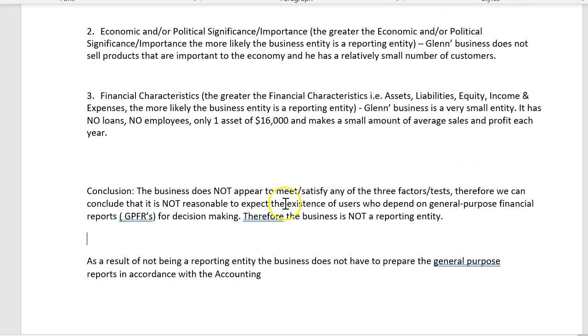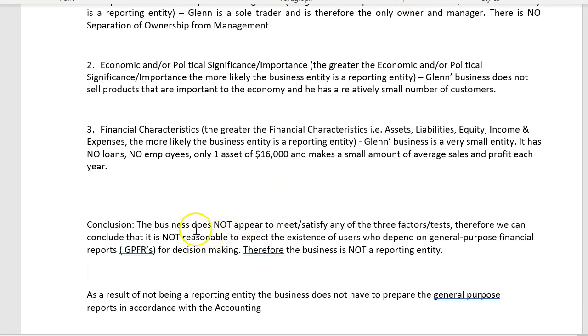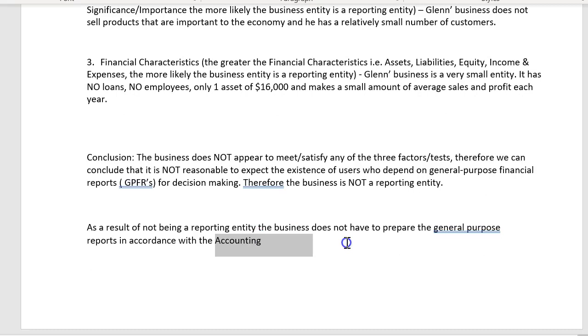So there are 2 conclusions. Glenn's business is not a reporting entity, as it does not appear to meet any of the 3 criteria, and Glenn's business is not required to prepare general purpose financial reports in accordance with accounting standards. That's conclusion number 2.